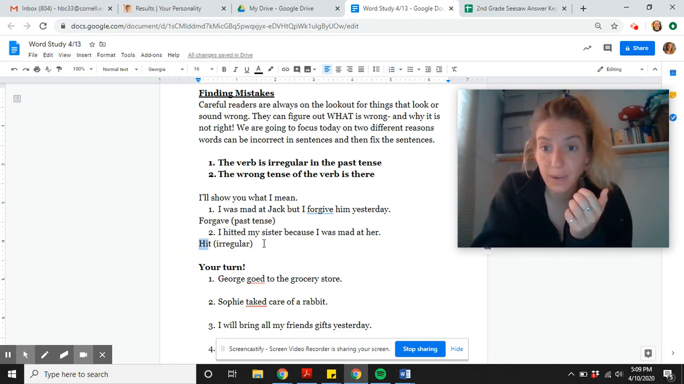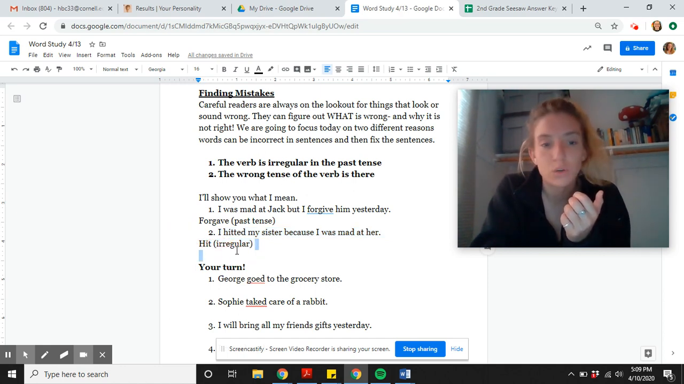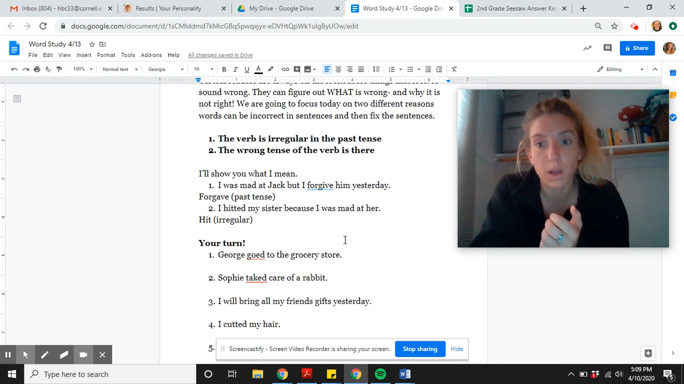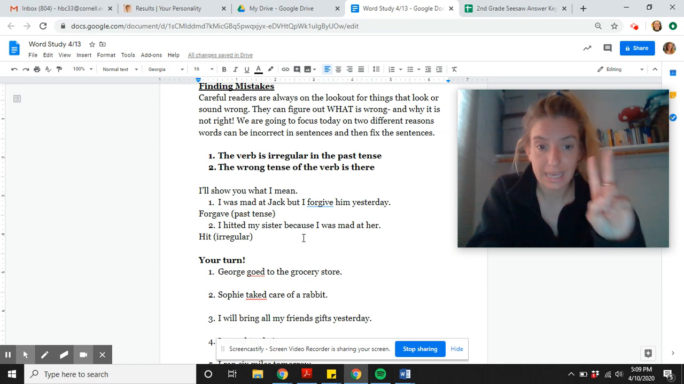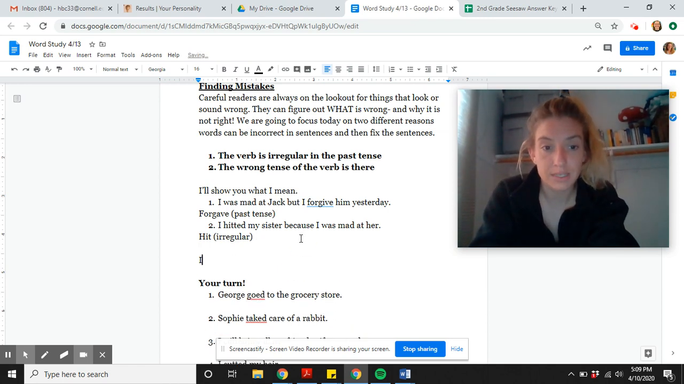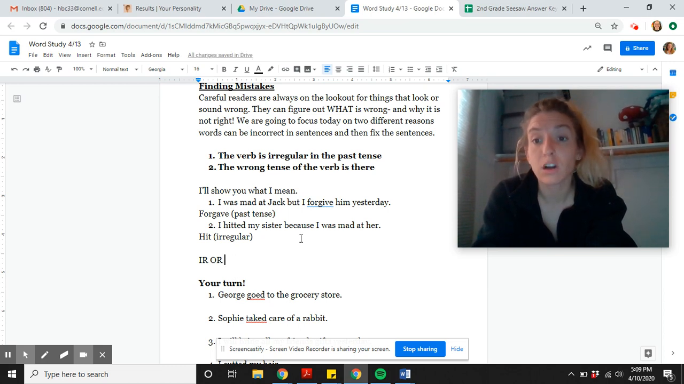And the reason why it was wrong is because hit is an irregular verb. That means you don't just add ed to the end of the word to put it in the past tense. So there are two codes that you need. One is to write ir for irregular or to write the correct tense, present or future.